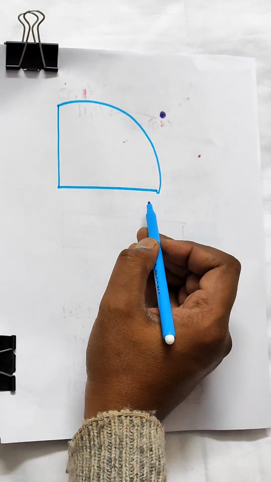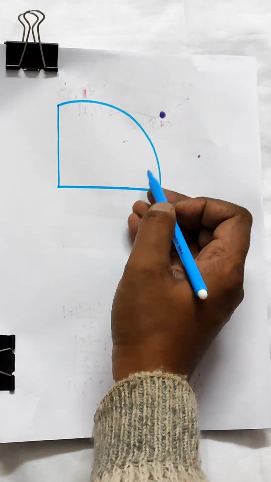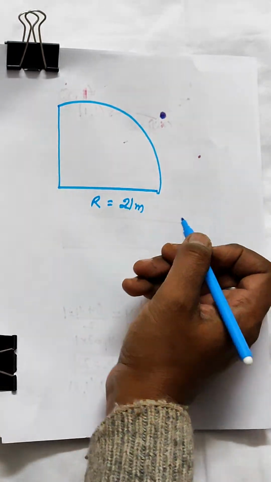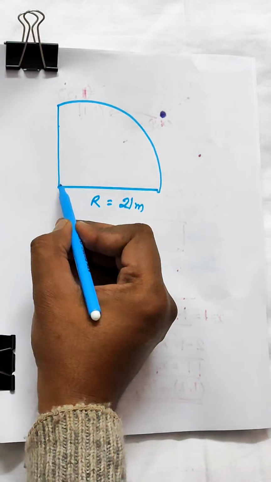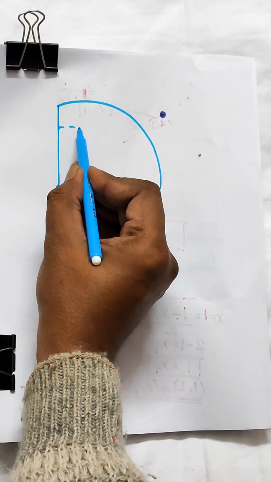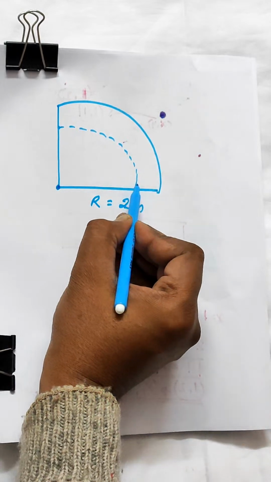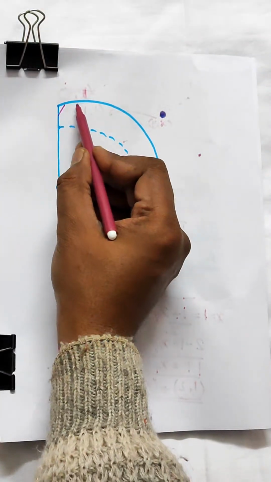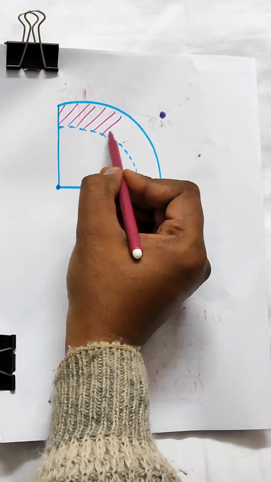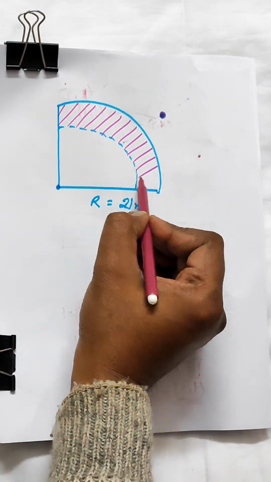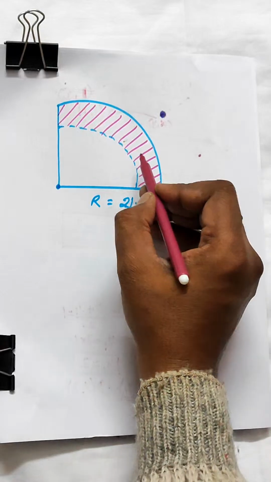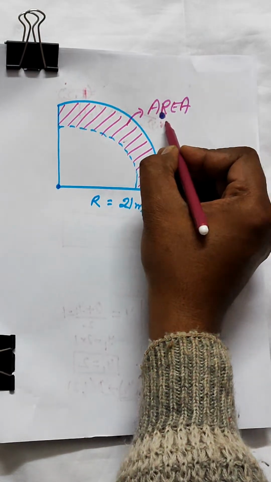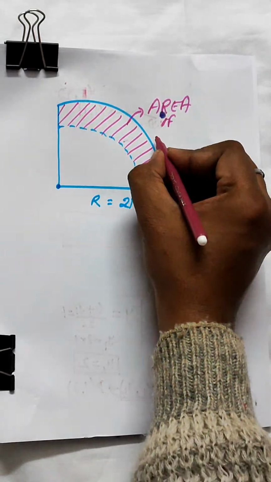And in this flower bed, the outer diameter is having a radius of 21 meter, right? And from the same center, another part of another circle is drawn. So here you can say this is the flower bed which we are having. We need to find the area of the flower bed.